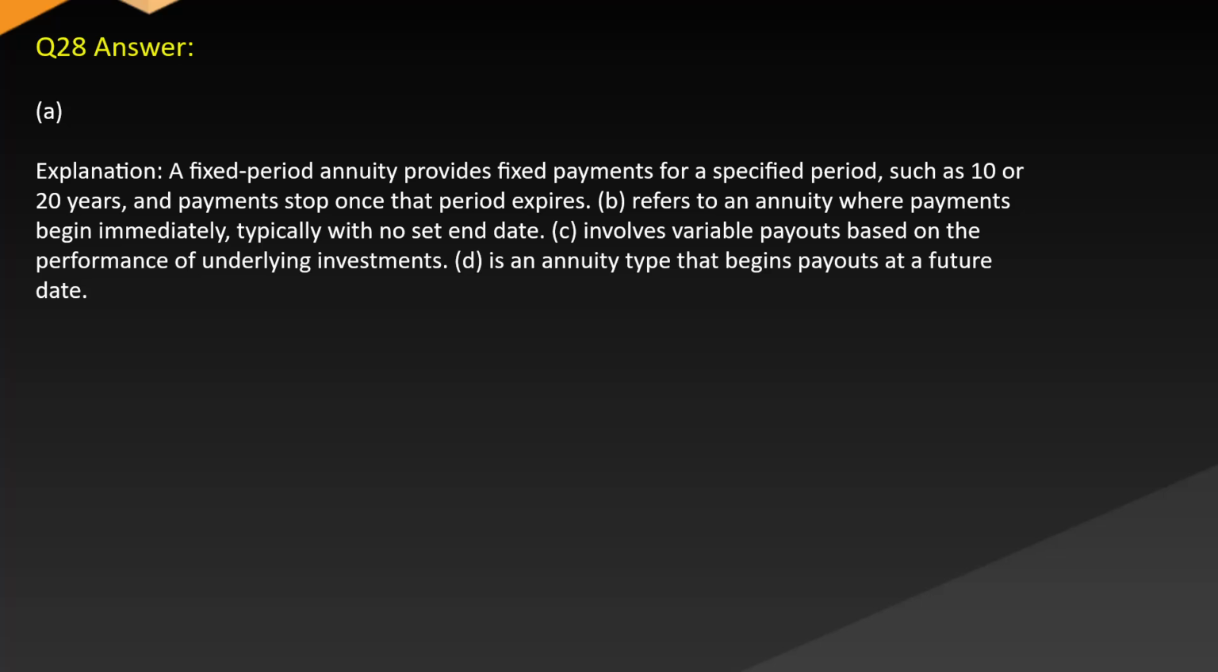Answer A. Explanation. A fixed period annuity provides fixed payments for a specified period, such as 10 or 20 years, and payments stop once that period expires. B. Refers to an annuity where payments begin immediately, typically with no set end date. C. Involves variable payouts based on the performance of underlying investments. D. Is an annuity type that begins payouts at a future date.